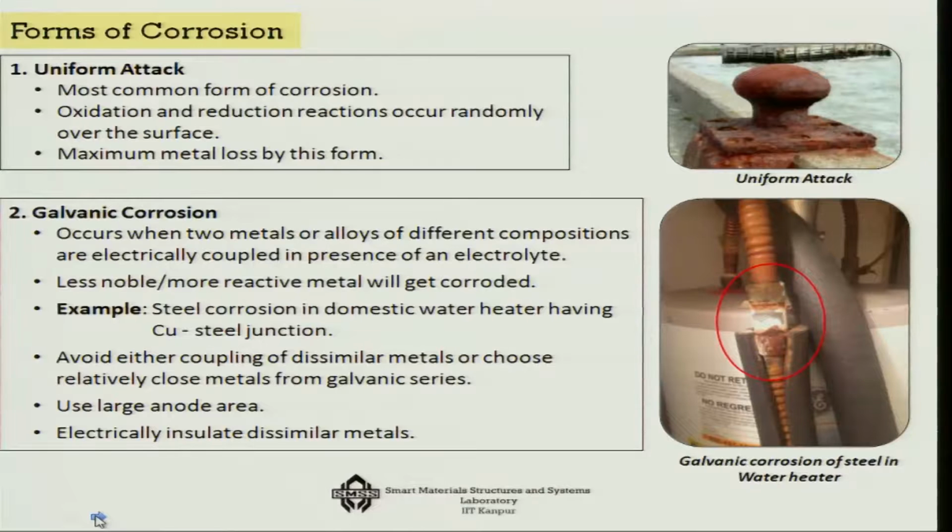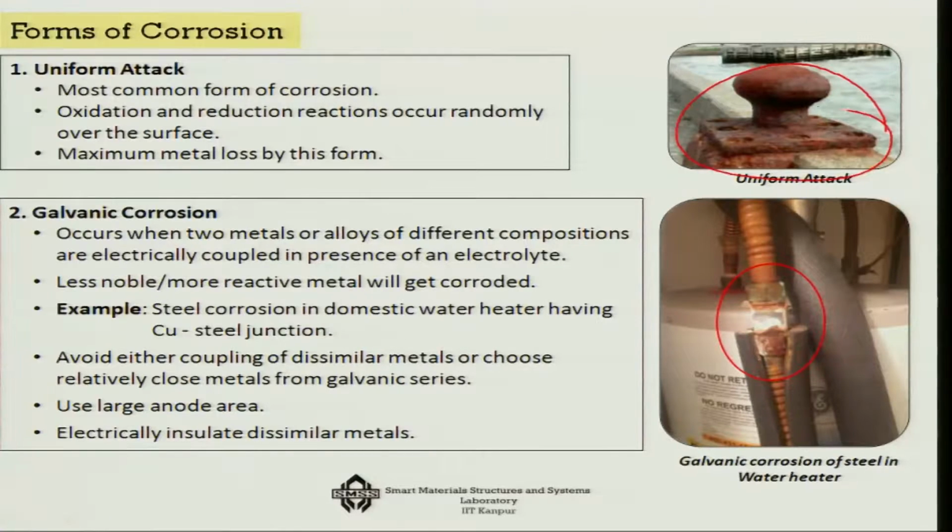Now, the corrosions are generally of two types. One is the so-called uniform attack corrosion. It is the most common form of corrosion. As you can see, this is a jetty where these anchoring positions are getting uniformly attacked because of the salty condition, and the oxidation and reduction reactions occur randomly all over the surface, and there is a maximum metal loss that occurs in this kind of uniform attack.